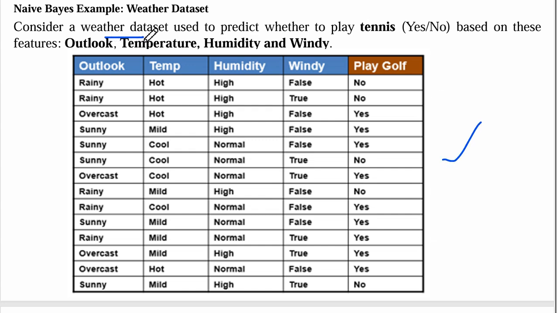Okay, here I am using a weather dataset to predict whether to play tennis or not, using the features outlook, temperature, humidity, and wind. By taking the values of these four features, we have to predict whether there is a chance to play tennis or not. That is the main aim of this problem. Clear?